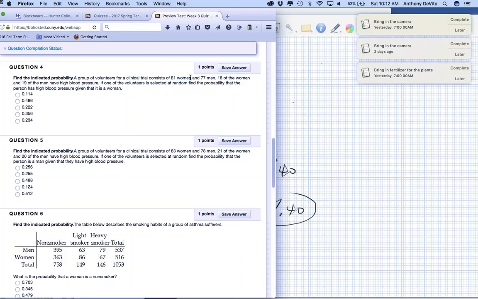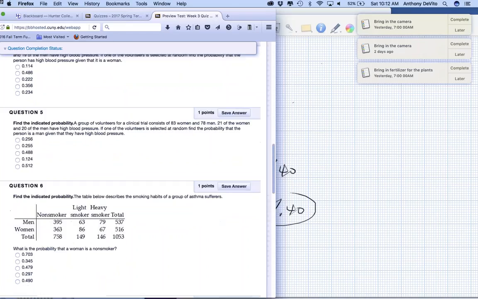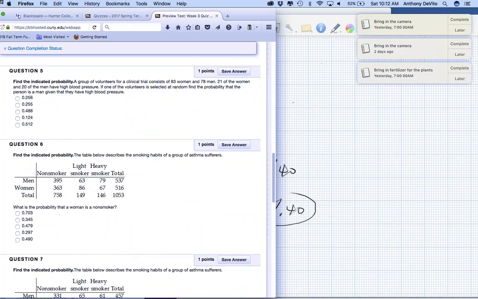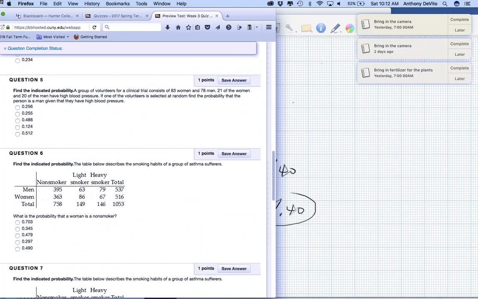And there's 81 women. Of the 81 women, 18 of them have high blood pressure. So the men aren't even being considered. So the probability of selecting someone from that group that has high blood pressure is going to be 18 over 81. Everybody okay with that? Stop me on the chat box if I'm messing it up, or if you need me to go over it a little bit more carefully, or actually do the solution.